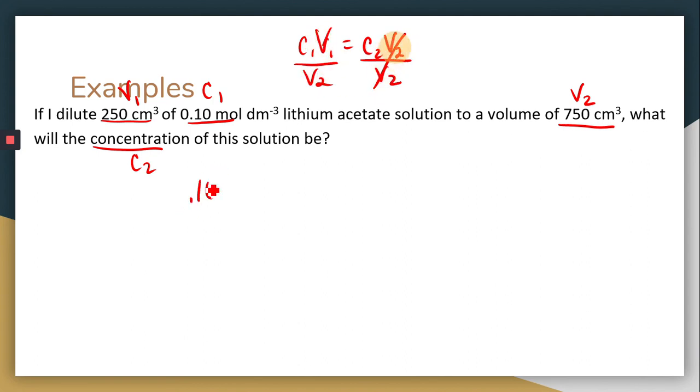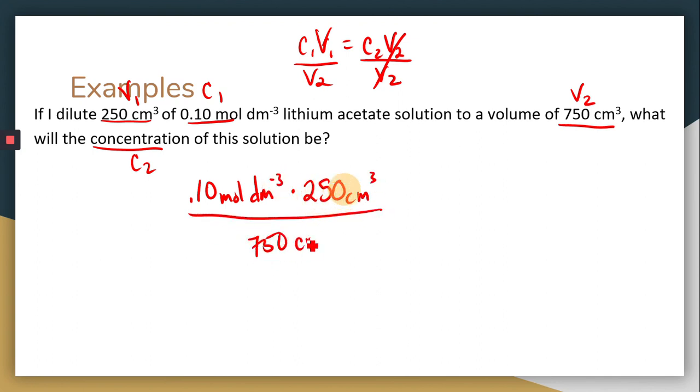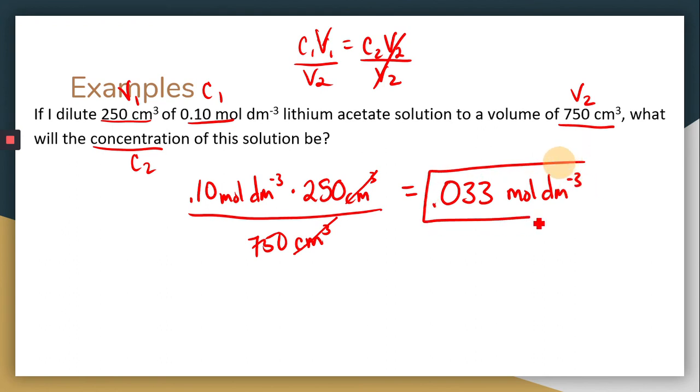So we're going to take our 0.1 moles per decimeters cubed, multiply it by the 250 centimeters cubed, and then divide it by 750. Again, the volume unit didn't matter because we're simply canceling those out. We would want two significant figures because all of those numbers have two significant figures. Remember 0.0, that 0 is not significant, so you still have to go to two places. And that is our new concentration, and concentration has the units of moles per decimeters cubed.